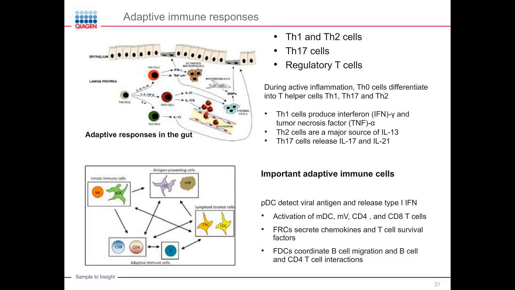To understand the adaptive immune response, which involves the T and the B cells, this is very specific, and whatever response we get is pathogen specific. And here cytokines play a very important role.